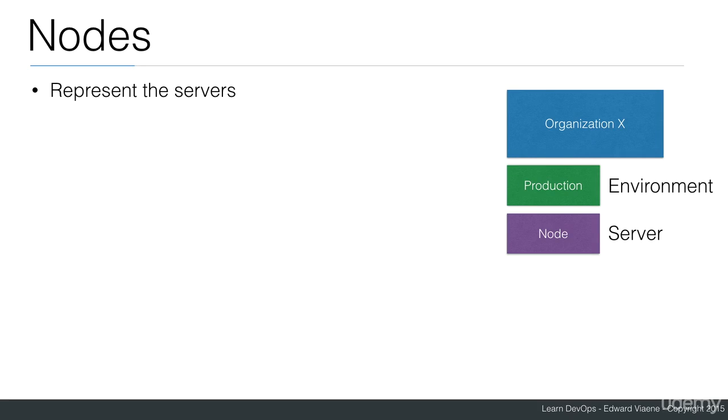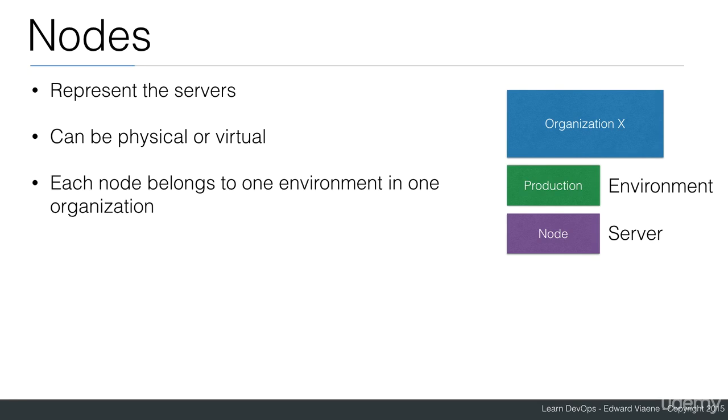Nodes represent the servers, like hosts in Ansible. It's shown in purple on the right. It can be physical or virtual. Each node belongs to one environment in one organization. One node only belongs to development or only to production, not to both.